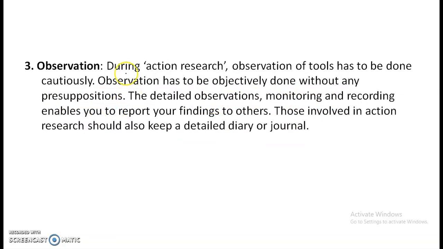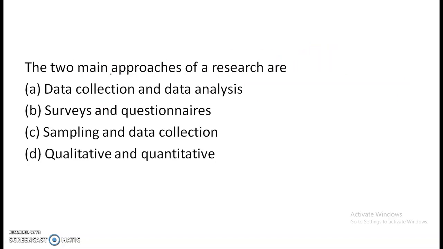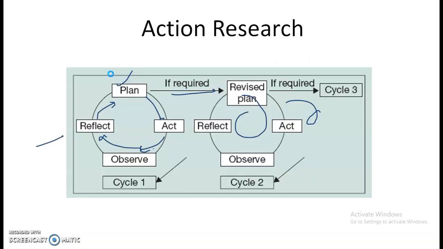Next, observation means whatever data you collected, you have to carefully observe. Observation has to be done objectively without any presuppositions. That means you should not apply your assumptions on the collected data. You have to collect the data and properly do your research. You have to monitor carefully and record. Don't put your assumptions there. Reflection is nothing but the results or the things you analyzed, and the conclusions will be reflected. Fine. So these are the different types of research, guys.